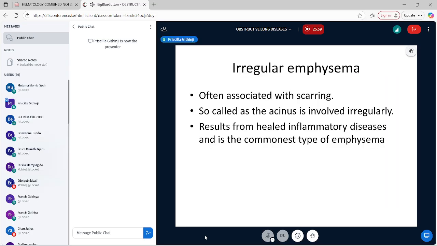Then we have irregular emphysema, often associated with scarring, so called as the acinus is involved irregularly. It results from healed inflammatory diseases and is the commonest type of emphysema.